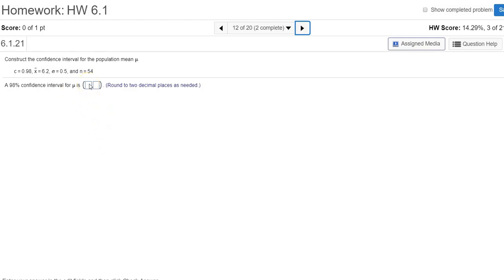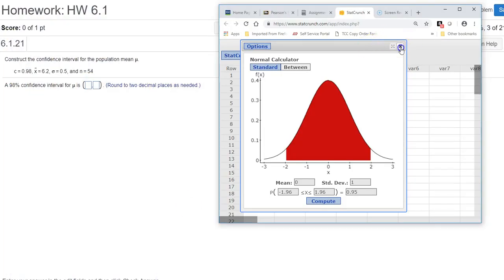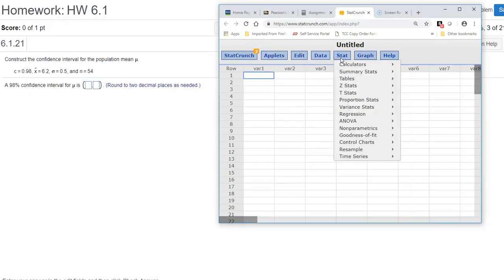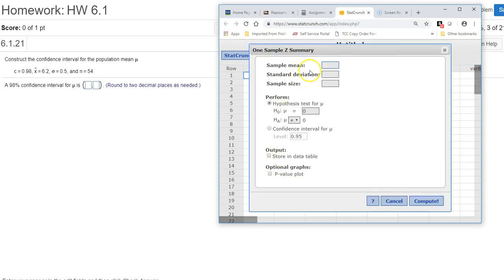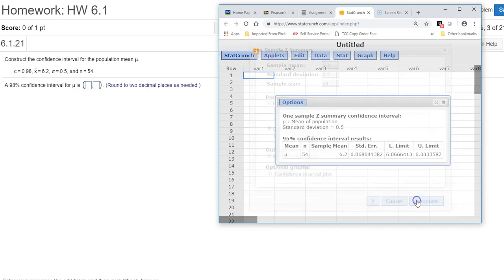Now moving on to the next problem, problem number 12. For this problem, we will be using our StatCrunch, so pay attention. Stats, Z Stats, one sample with summary. You're going to go ahead and plug in your mean. What is my mean here? The mean of the sample is 6.2. Standard deviation is 0.5 and the n value is 54. Okay, and you're going to go ahead and click confidence interval, and you click compute.